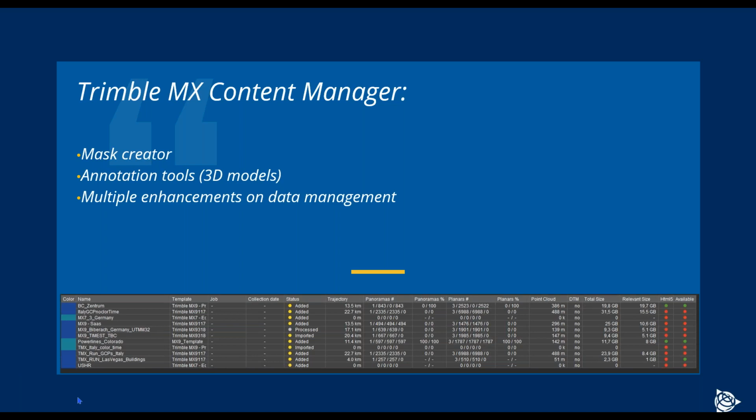Also, I'm happy to see multiple enhancements on data management. So now you can, in the catalog, filter data by type, aerial or mobile mapping. Also, the new Content Manager is providing better management of the imagery. So if you need to process imagery for publishing or for better performance in the desktop tool, now you can do it not only for all of the sensors together, but also sensor by sensor. So it simplifies work for the person who is preparing data for further action, feature extraction or publishing.